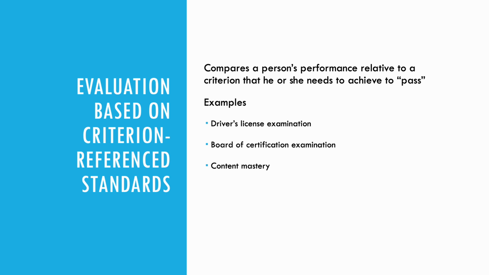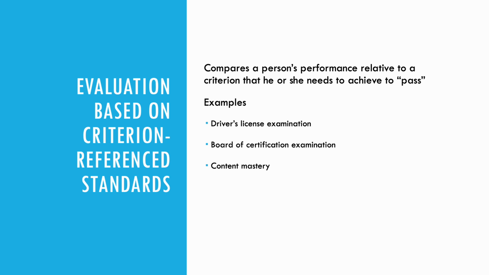The second way we can evaluate this is criterion reference standards. These compare a person's performance relative to a criteria that he or she needs to achieve to pass. For example, a driver's license exam, or a board of certification exam, or content mastery. If you need to demonstrate proficiency, you may need a score of at least 80%.